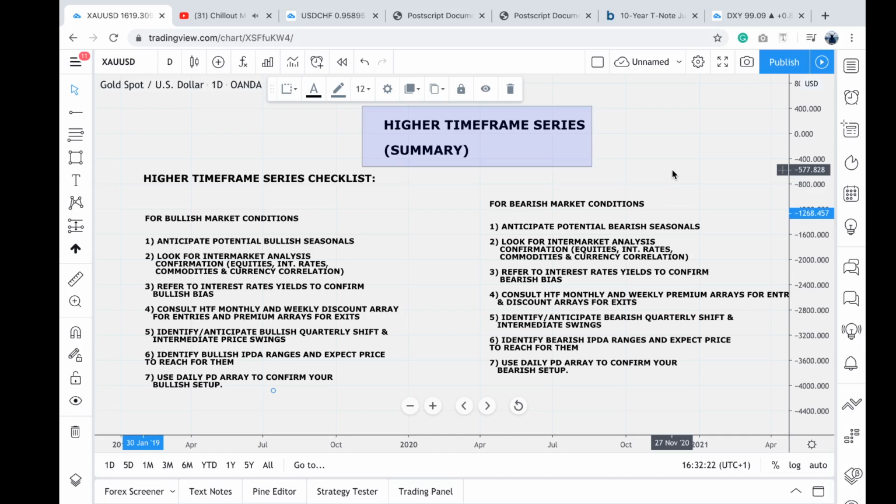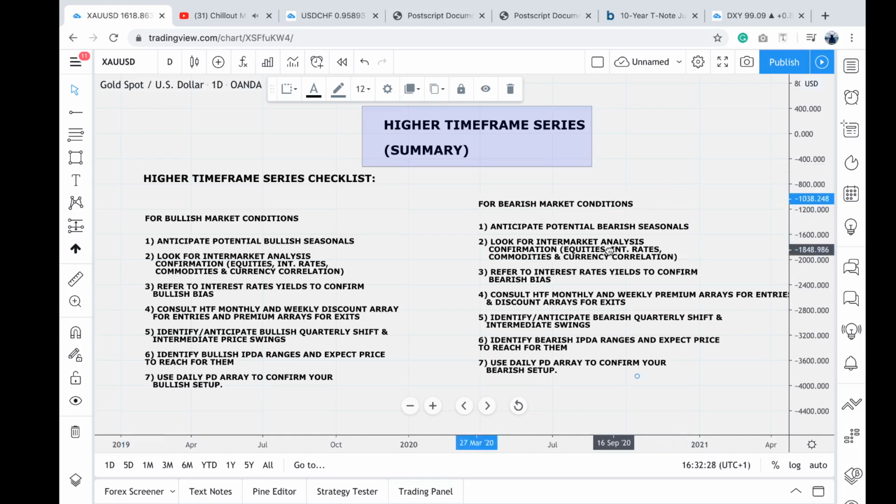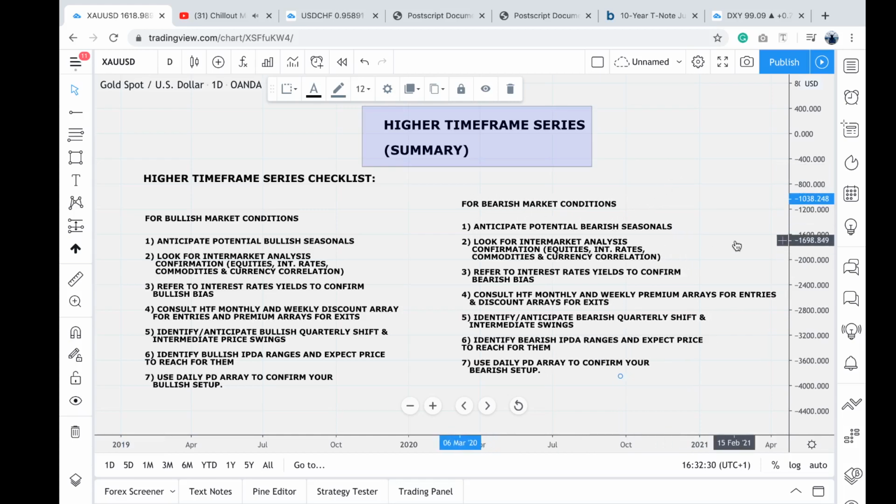Okay. So number 4, you want to consult your higher time frame monthly and weekly premium arrays for entries. Let me shift this to the side. So you want to confirm your higher time frame monthly and weekly premium arrays for entries, and then you're looking for your discount arrays for exits, because remember, you're looking for a bearish market move. So if you want to base that bearish market move on the higher time frame, you're looking for a premium level to base your entries around, then a discount level to base your exits around.